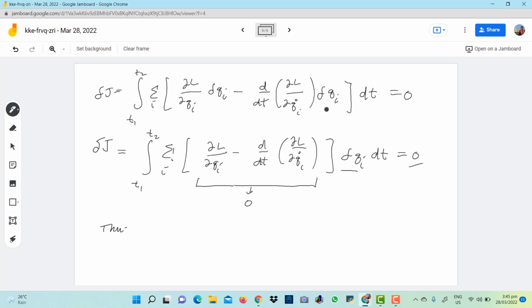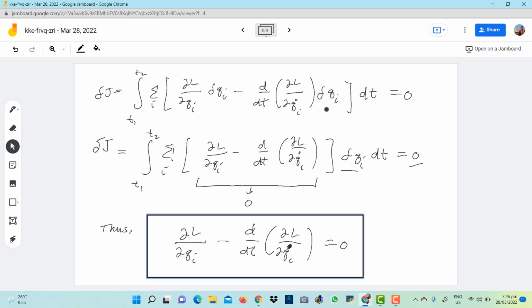Thus, as you can see, using Hamilton's variational principle, we successfully derived the Euler-Lagrange equation, partial L partial Qi minus d dt of partial L partial Qi dot, which is equal to 0. And we call this the Lagrange equation of motion. So if you are asked how to derive the Lagrange equation of motion, it is very simple. You will just use Hamilton's variational principle, delta J, the integral of L dt, equal to 0. Here is where the Lagrange equation of motion comes from.